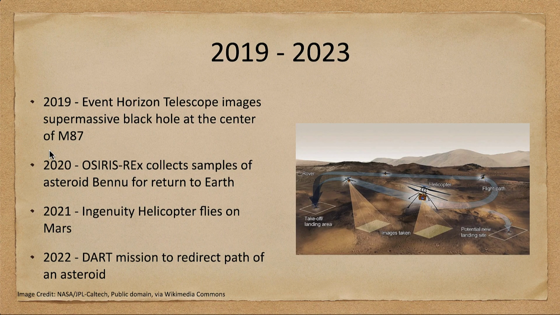In 2021, we also had the Ingenuity helicopter flying on Mars. That came with the Perseverance rover. And that was our first time trying to fly through the atmosphere of another object. So not just going through to land, but actually traveling through to look, take images, and be able to study.